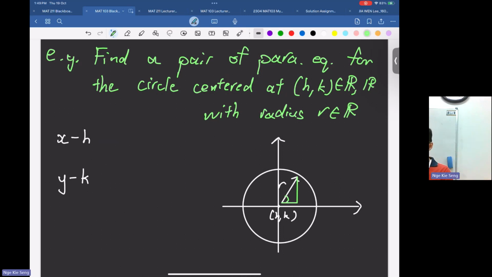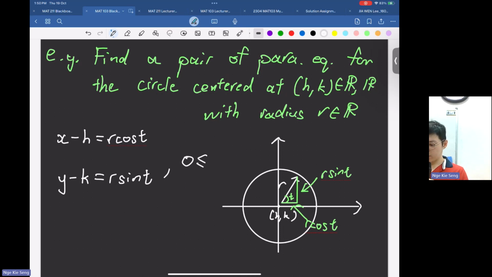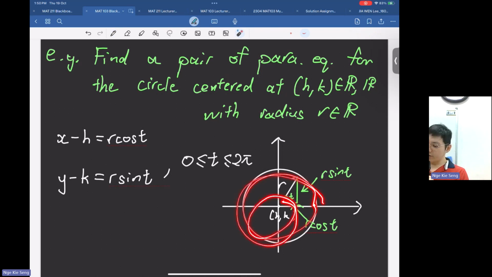What is the x coordinate? Let's say this angle here is called t again. So what's the x coordinate you should have? R cos t. And the vertical one is r sine t. So your x after translating should be equal to r cos t, and then y after translating you should get r sine t. So for t between 0 and 2 pi, because you just want a full circle. You don't want to go more. Of course, you can add more to t, which means you will loop this circle a few times.